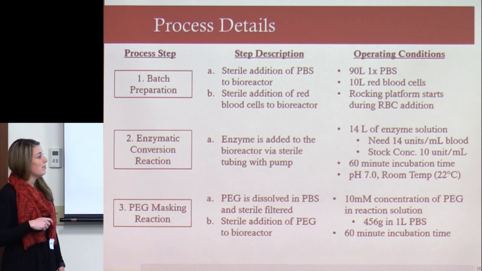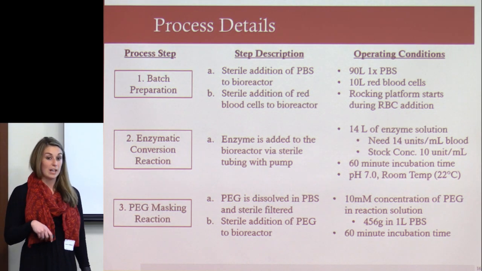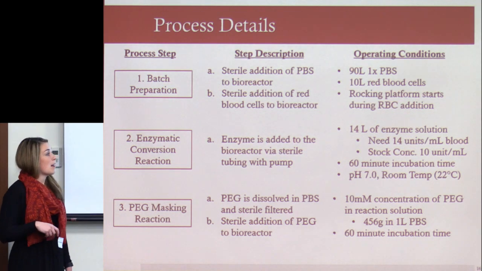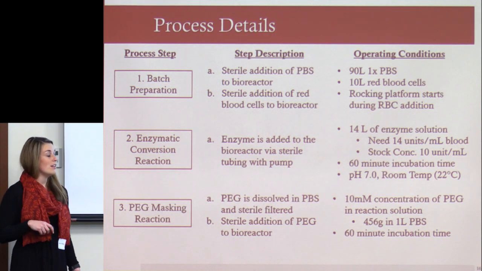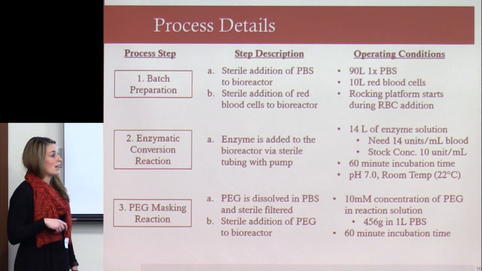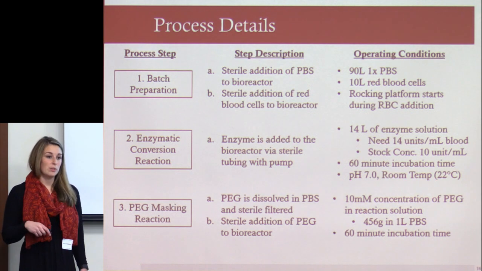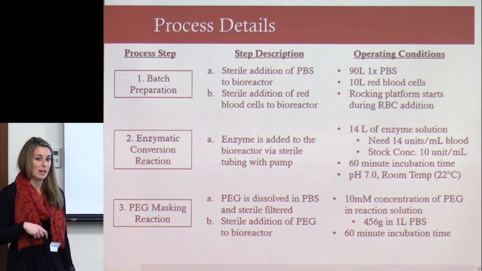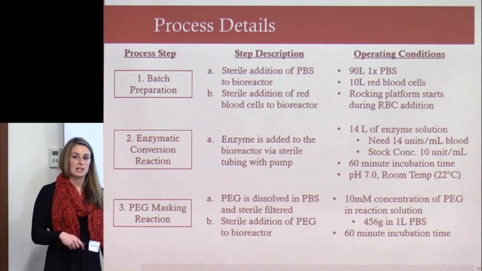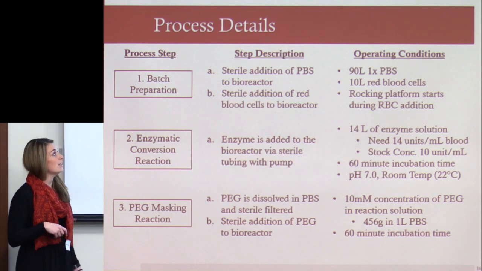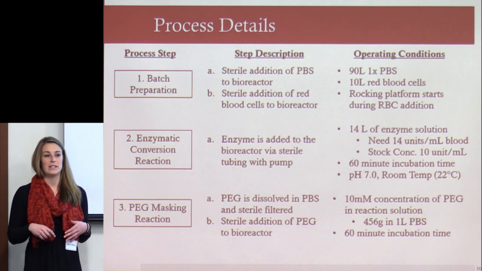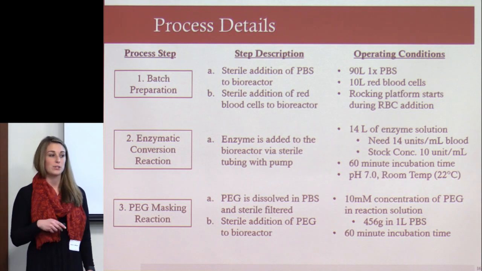So following the 60-minute reaction time, we have the PEG masking reaction. This will take care of any possible unconverted antigens. We have the polyethylene glycol needed at 10 millimolar concentration inside the reaction mixture. That comes out to 456 grams, which will be dissolved in 1 liter of PBS and then sterilely added to the bioreactor. This reaction also has a 60-minute incubation time to allow for maximum masking. Following this 60 minutes, the blood should be completely converted. We should have no more remaining antigens and the blood should have reached a safe level for transfusion.